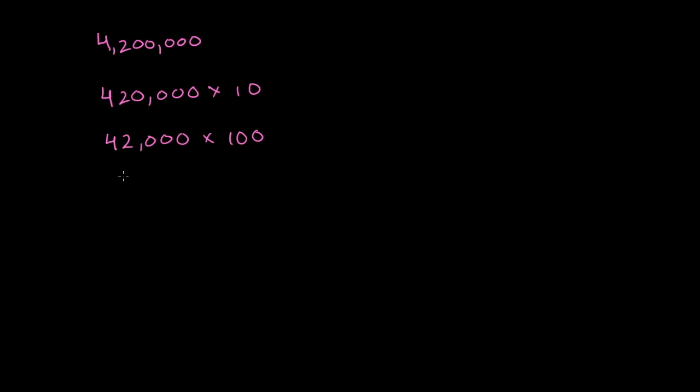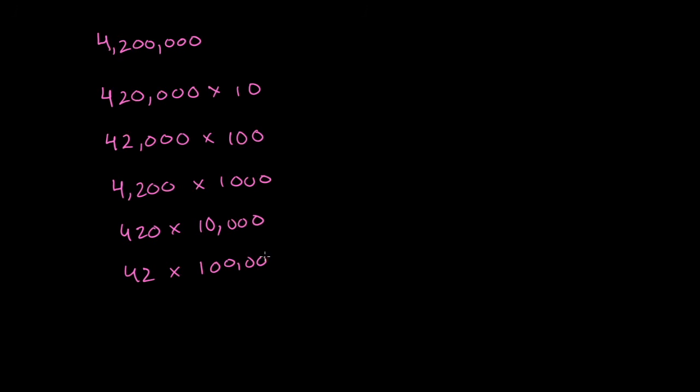But I could also write it as 4,200 times 1,000. I think you could see where this is going. I could also write this as 420 times 10,000. I can also write this as 42 times 100,000. And I could also write this as, if I really want to, 4.2 times 1 million. These are all equivalent ways.